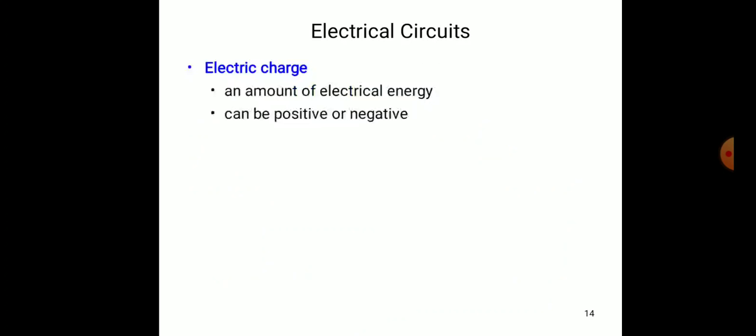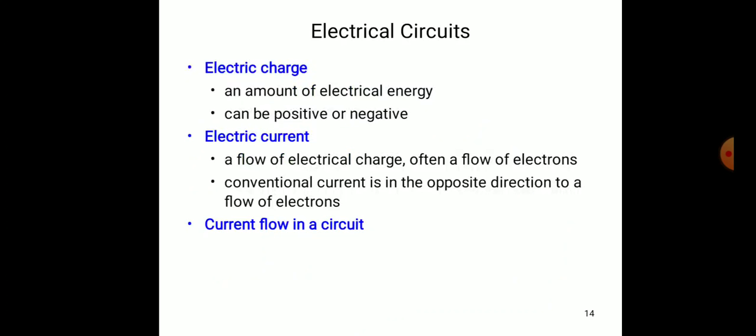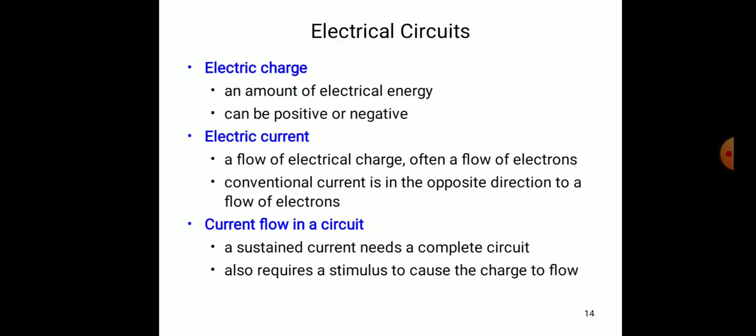You can see the electrical circuit having some basic terminology. Electrical charge. What is the electrical charge? An amount of electrical energy is called the electrical charge. That charge may be positive or negative. Electrical current means the flow of electrical charge, often a flow of electrons. Conventionally, current is in the opposite direction to the flow of electrons. The electric current means a flow of electrical charge, often a flow of electrons.